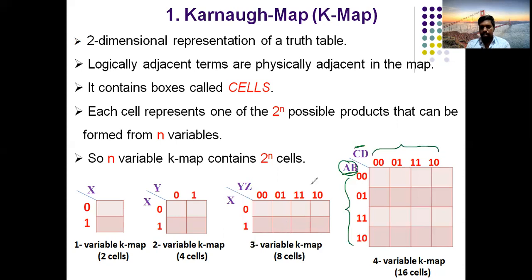Recently, we have seen the gray code sequence: 0 0, 0 1, 1 1, and 1 0. Likewise, here also 0 0, 0 1, 1 1, 1 0. Like that, you should label the rows as well as columns. So you can call this a 4 variable K map, or since we are having 16 cells, a 16 cell K map. Okay, clear?